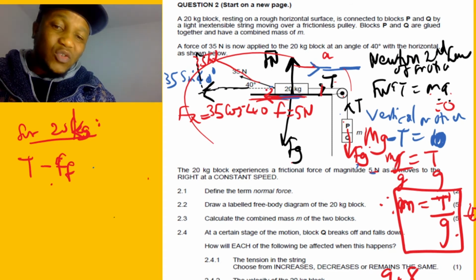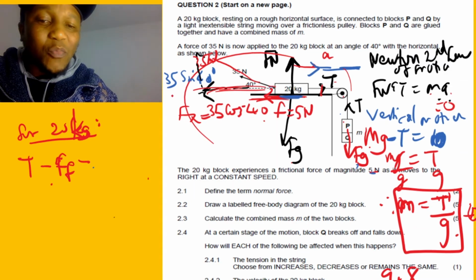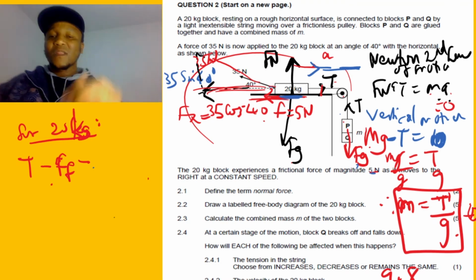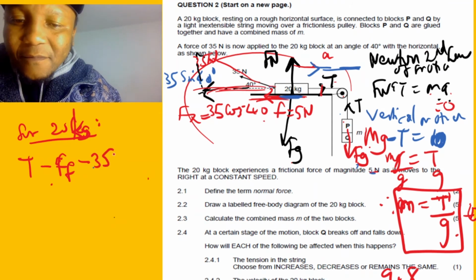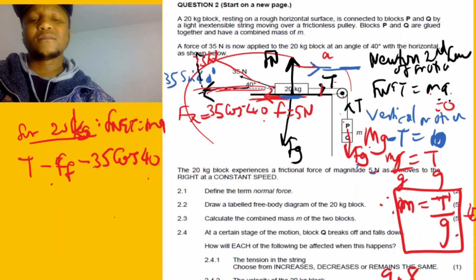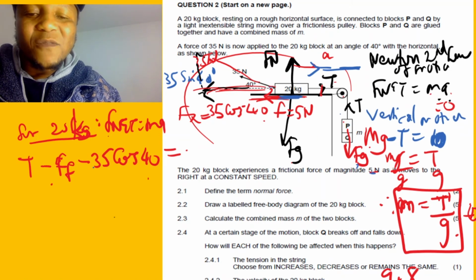We also have this other force which is opposing, but we must take the horizontal motion. This force is 35 cos 40, the horizontal component. We minus this force because there's no way we minus 35, since 35 is not in the same line. So minus 35 cos 40, because from Newton's second law F net equals mass times acceleration.